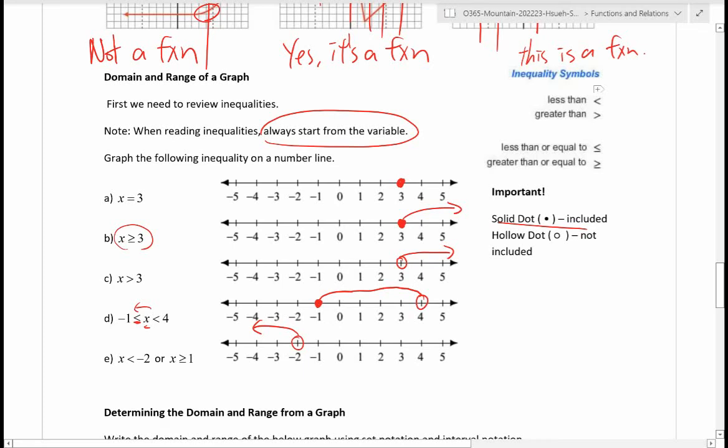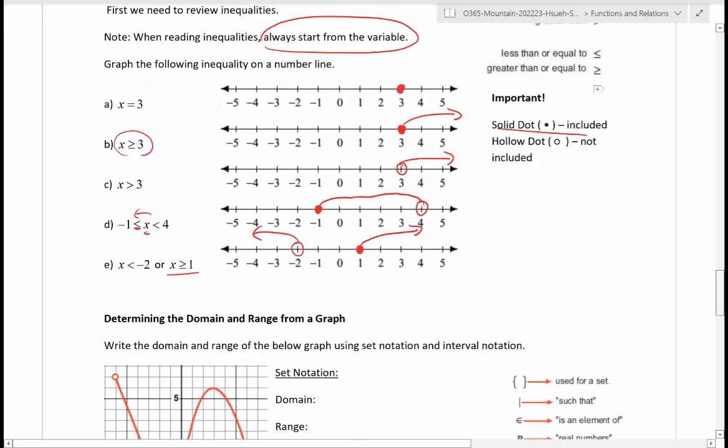This time I'm going to draw arrows because the other one says x is greater than or equal to 1. And if it's greater than or equal to 1, then it's going to the right. And therefore you don't connect the dots, right? Like in part D, because that's in between. Whereas part E, it's going in the opposite direction. So you need arrowheads for those. Okay, but not for D, because D is just between -1 and 4, including -1, but not 4. Okay, so that's how you draw number lines.